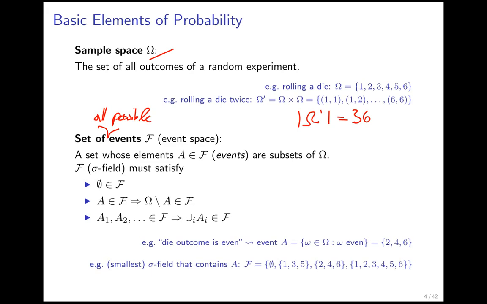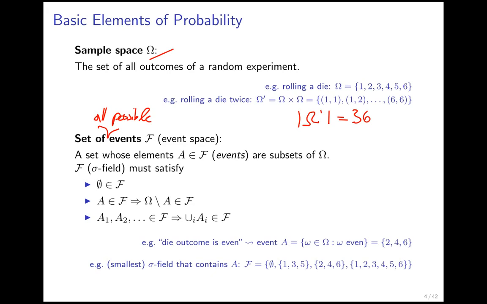And now we're going to have an example of an event. And events usually come with some wording. So, for example, we can say the die outcome is even. That's an event. And this we can transform into a set. It's the set of all small omegas in capital omega, so all outcomes where the outcome is even. And that's 2, 4, or 6, obviously.